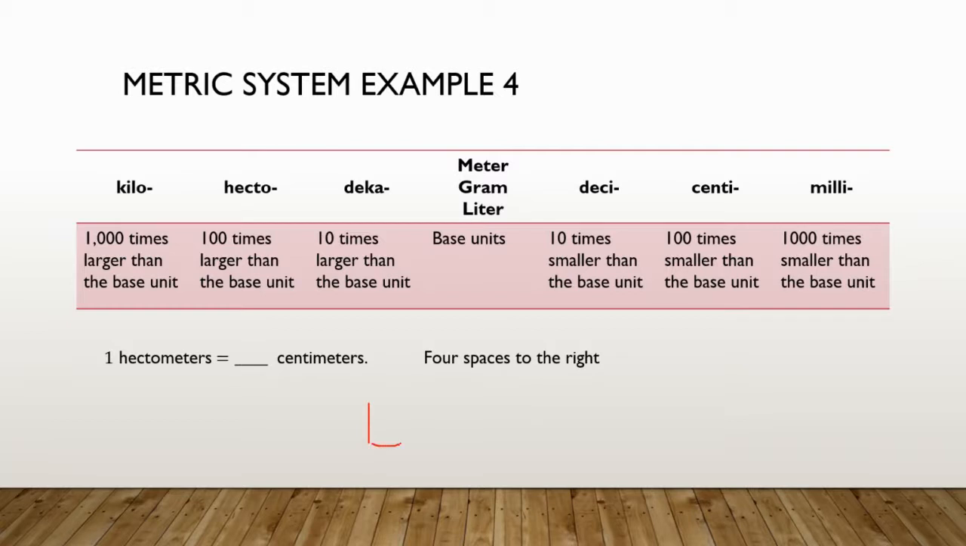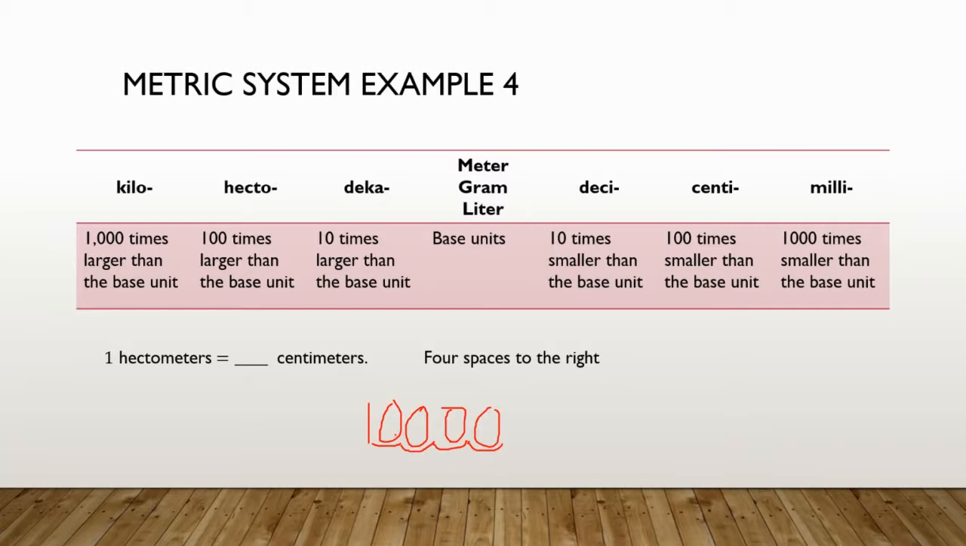So we have 1, right? We started out with 1, which is 1 point, right? The decimal's right after it. So we have 1, 2, 3, almost there, 4.